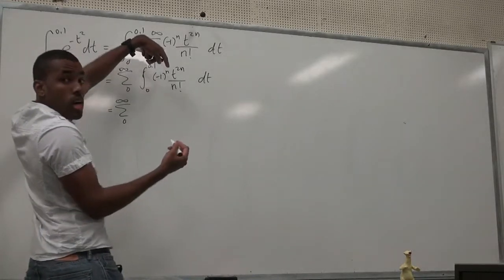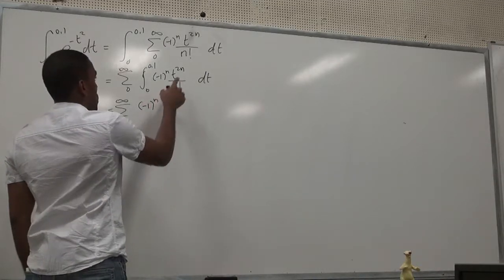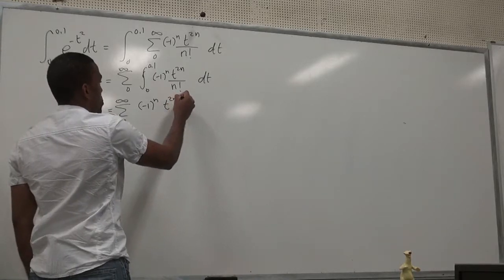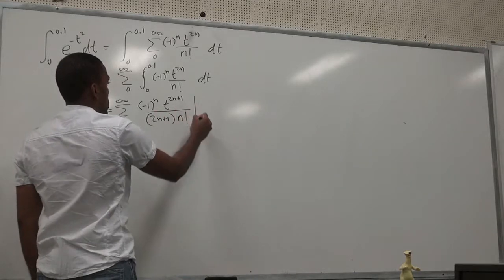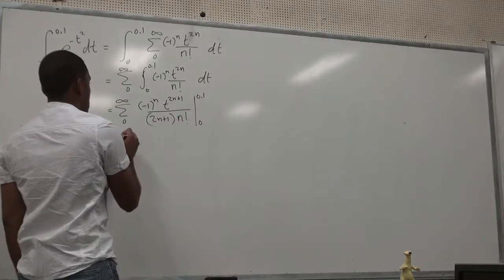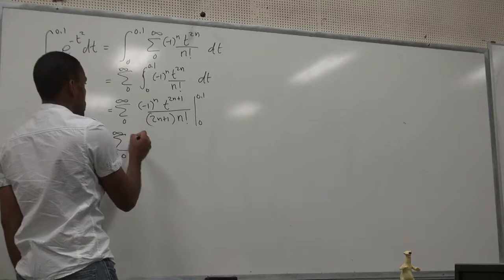Minus 1 to the n is just a constant as far as t is concerned, so you just leave that alone. And then you add 1 to the power and divide by the new power. So this is t to the 2n plus 1 divided by 2n plus 1. And then you have this n factorial here, and then I'm going to plug in 0.1. So of course when I plug in 0, everything goes away, so all that's left is this series.